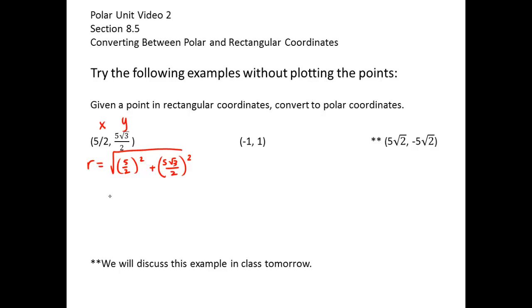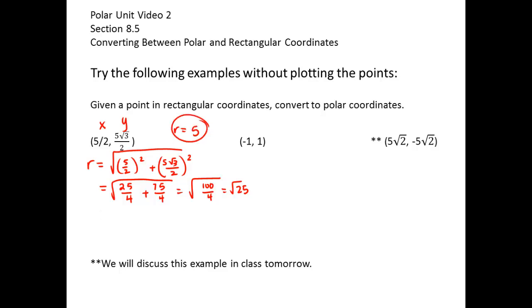So right here I'm going to simplify this to 25/4 plus, and on this side I'm going to square the 5, so I get 25, and then times 3 is 75 over 4. Which means that when I add these together, I'm getting the square root of 100 over 4, or the square root of 25. So this r value is 5.